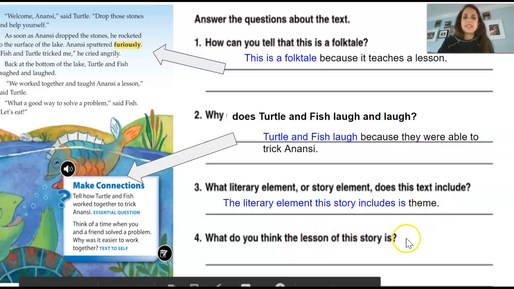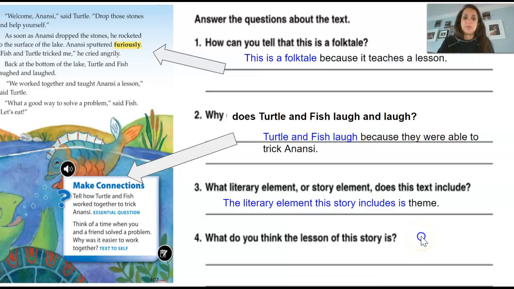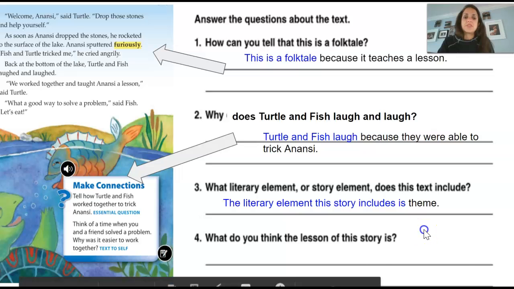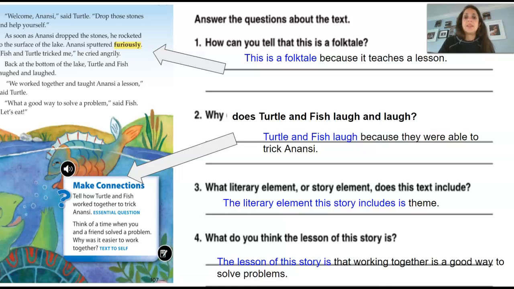What do you think the lesson of this story is? Well, we can use our essential question to help us with the lesson and what the characters say and do. The lesson of this story is that working together is a good way to solve problems.